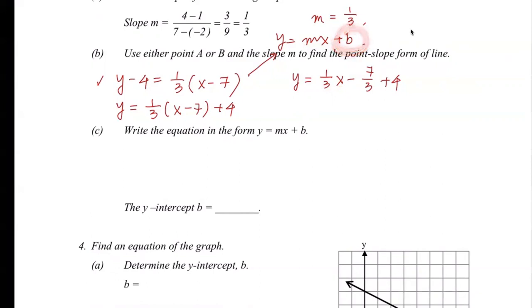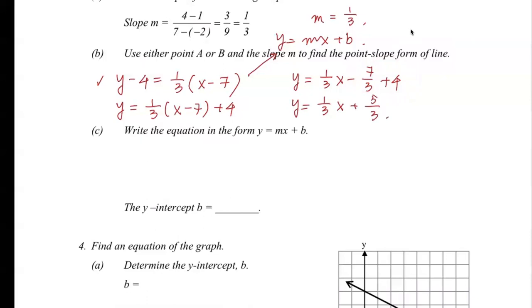b is a single number. We can have a few numbers added together, like we can leave the form like this, but we need to combine all the real numbers. So y is equal to 1 over 3x. And 4 is 12 over 3, right? 12 over 3 minus 7 over 3, that's 5 over 3. So plus 5 over 3.